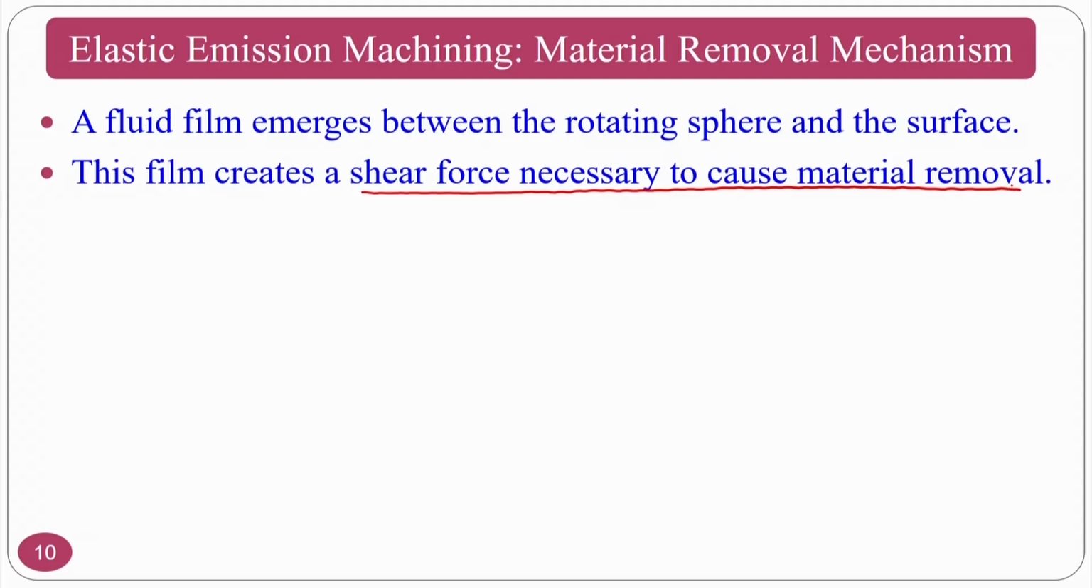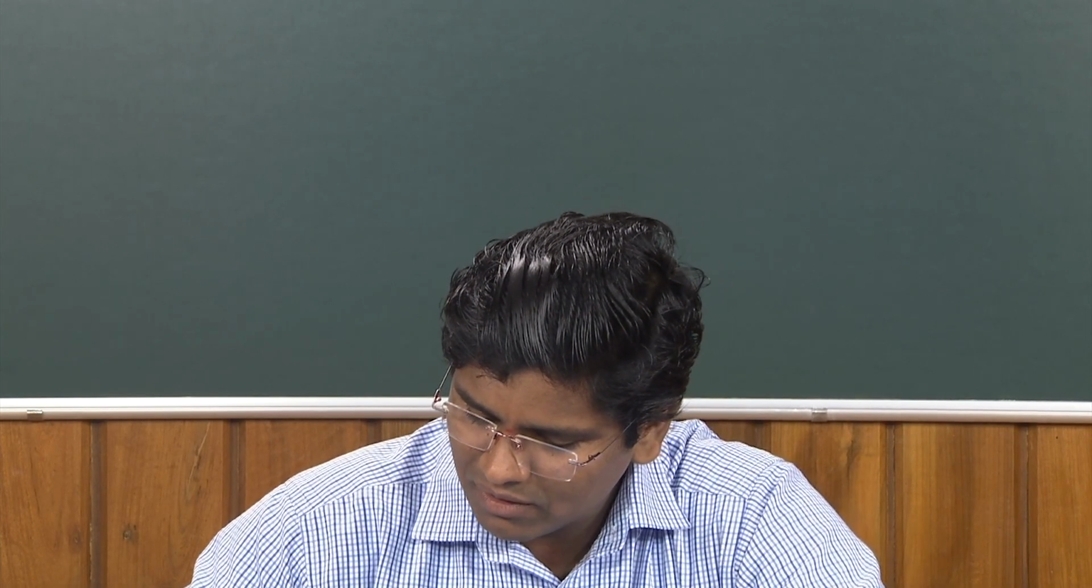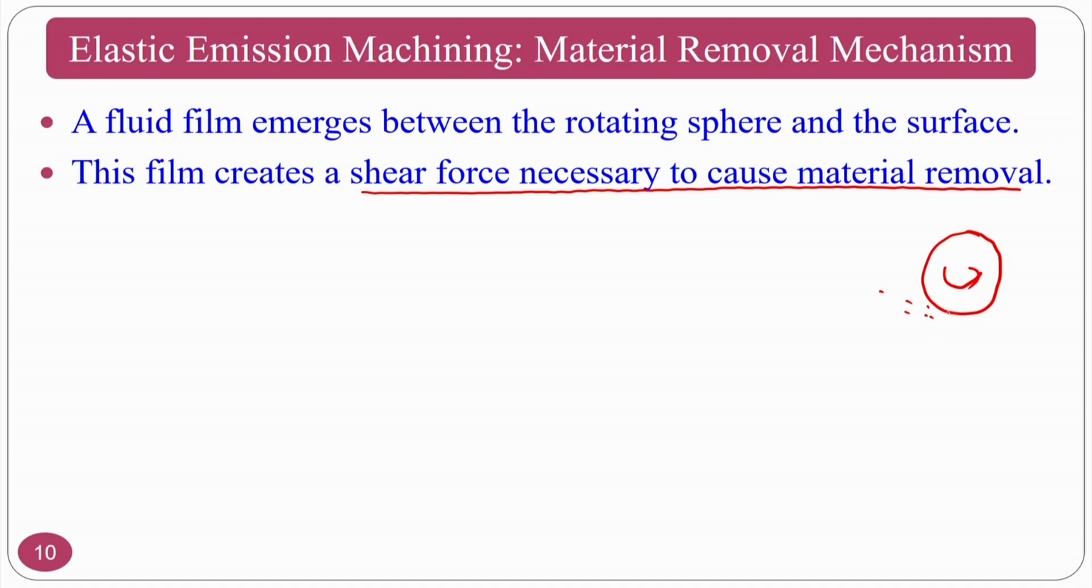That means this particular sphere is rotating, and as it rotates, it tries to move the abrasive particles in the direction of its motion, tangent to the motion. Assume that my sphere is moving like this. What will happen? Abrasive slurry is coming like this. It tries to give the motion along the tangential direction at that particular position. So, this will empower the abrasive particles to possess the shearing action.